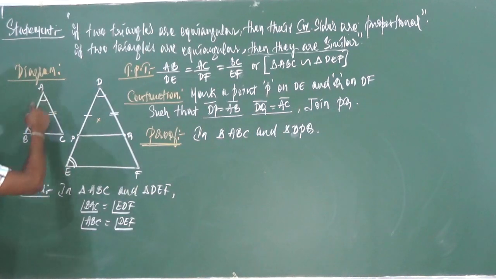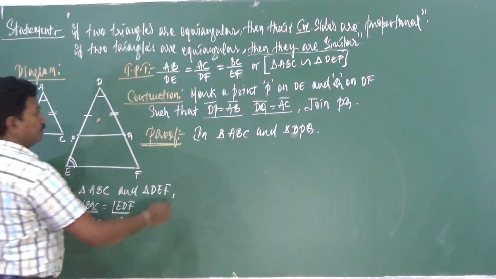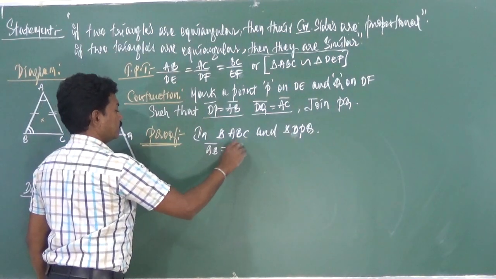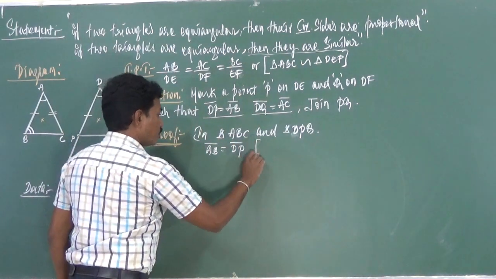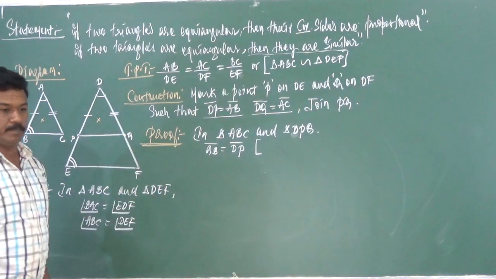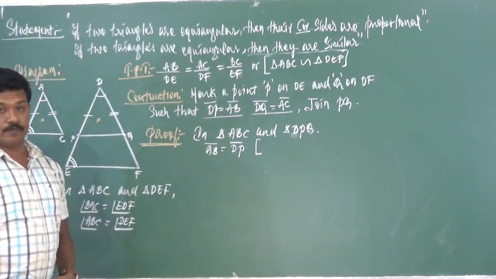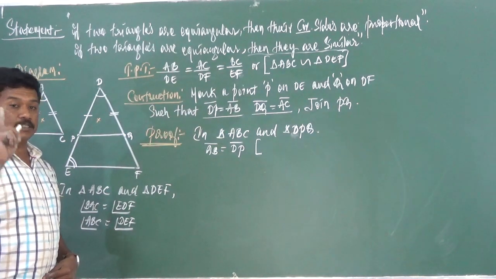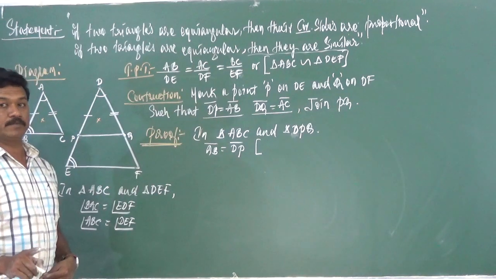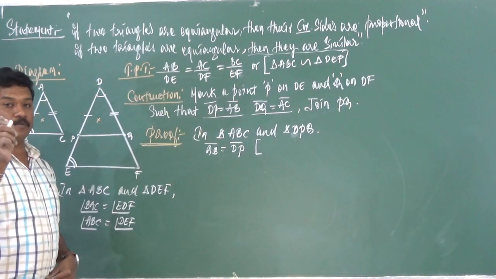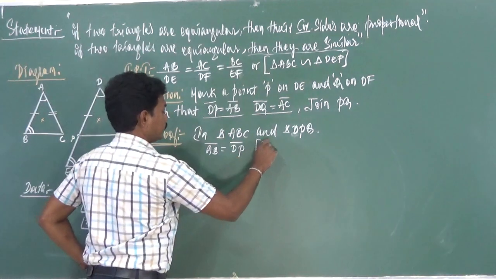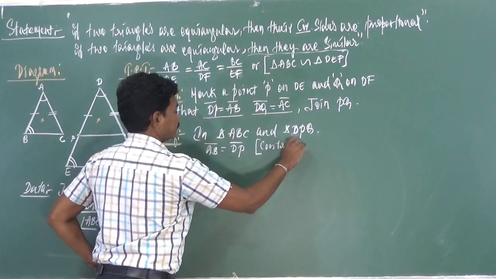Now, AB is equal to DP. You can write it. So how did you get this? How did you get AB is equal to DP? That should be written in the proof. If you are writing the reasons for every required step in proofs of theorems, that's the purest form of learning geometry. So AB is equal to DP. Yes, we got it from construction.